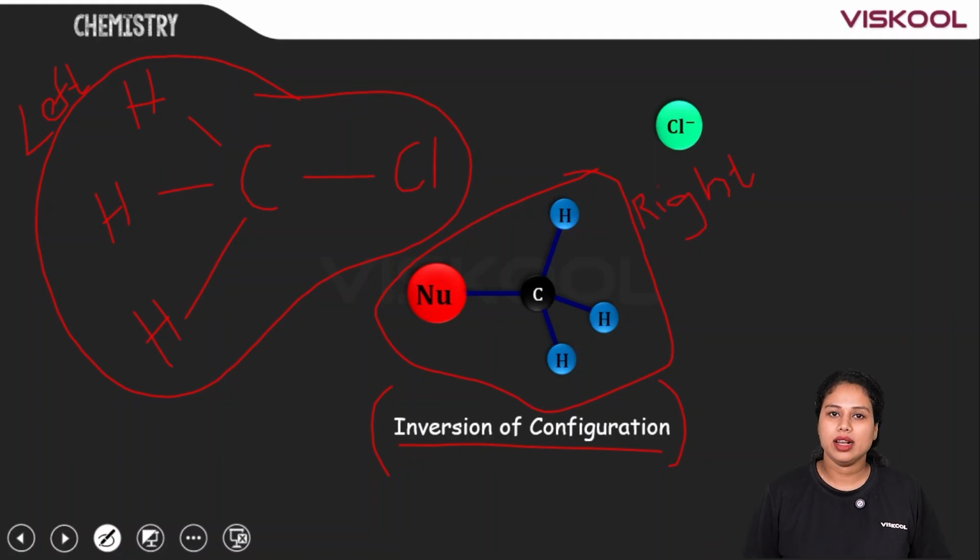So when a compound undergoes the substitution nucleophilic bimolecular reaction, there takes place a formation of a transition state. It takes place in a single step, and also there occurs the inversion of configuration. Is this clear to you?